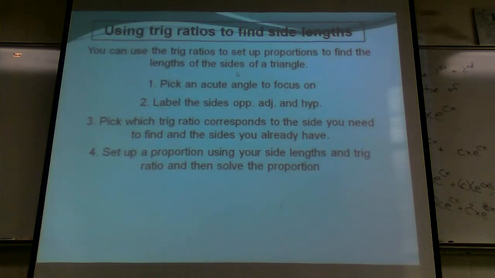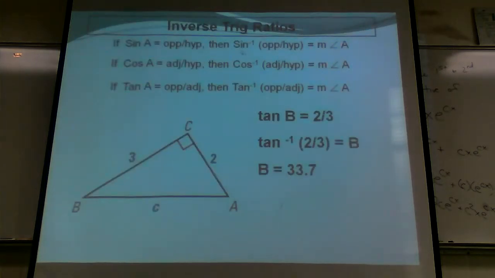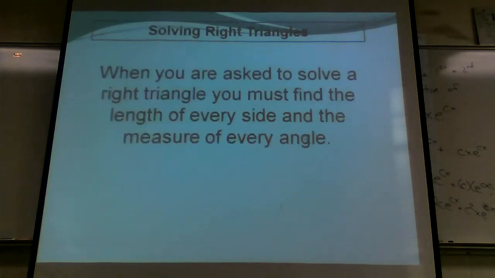When you do the problems today, guys, you still need to go through those four steps. You still need to find the angle, label the sides, pick the appropriate trig ratio, and then solve the proportion. These steps aren't changing, even for finding angle measures. Also with angle measures, keep in mind that sine⁻¹, cosine⁻¹, tangent⁻¹ are what you use for angle measures, while regular sine, cosine, tangent are what you use for side lengths. All of that is from yesterday.